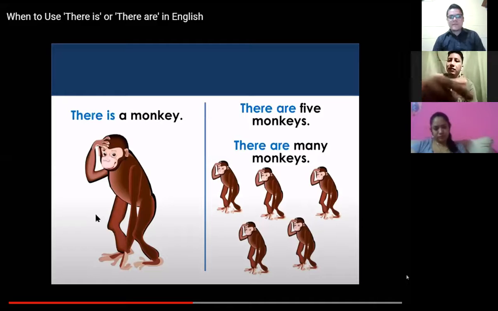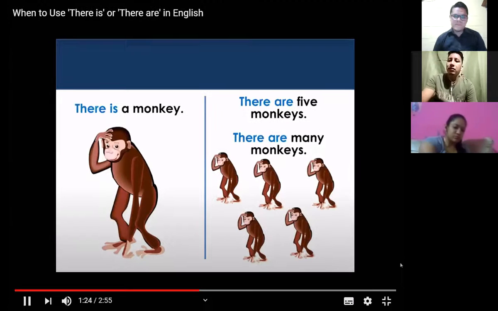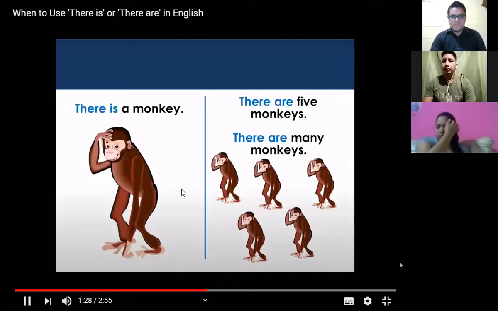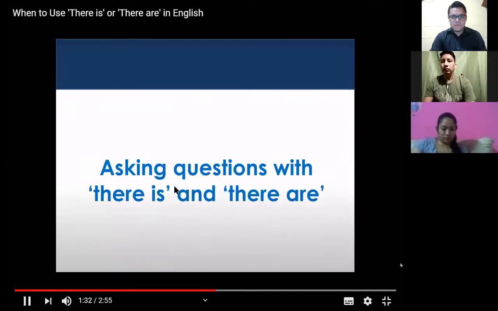Or there are many monkeys. Again, more than one. There are 5 monkeys. There are many monkeys. Now let's learn how to ask questions with there is and there are. All you're going to do is switch the word order. So instead of saying there is, you'll say is there? And instead of saying there are, you will say are there?